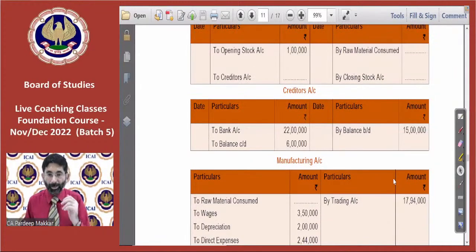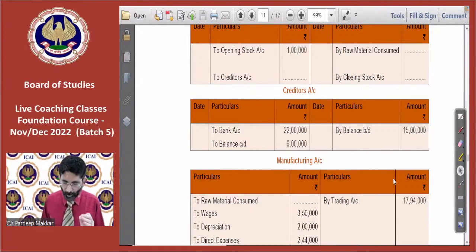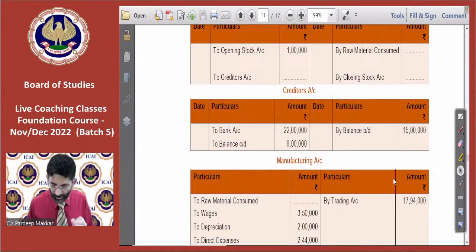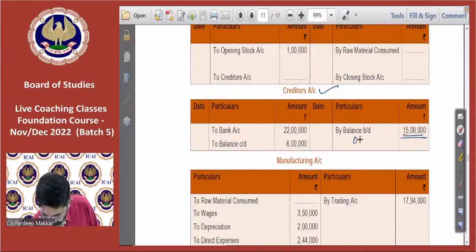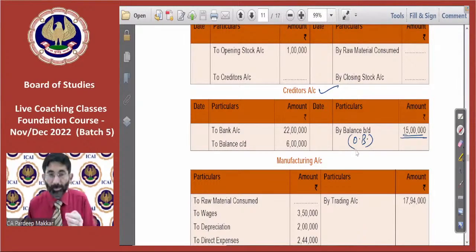Yeah, the creditors account is given to you. If the creditors account is given to you, that means some practical information is there. Let's understand it. What does the creditor account mean? This is the opening balance of creditors, which has been brought forward by us.